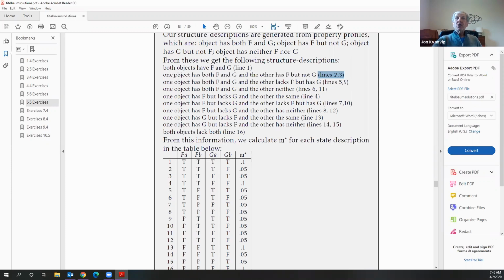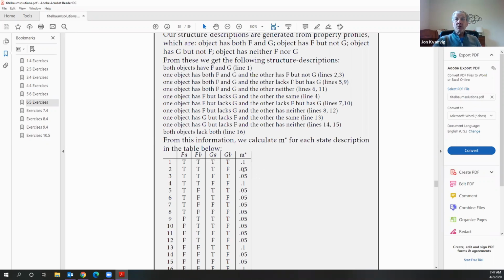What we do then is we apply the principle of indifference to the structure descriptions. Since there are 10 of them, each structure description has a probability of 0.1. And then when there's more than one way of realizing a structure description, we just split the probability between the various ways in which it occurs. Now, the most there are in this case is 2 ways for a structure description to be realized. So if there's only one way, as in line 1, the M star measure assigns 0.1 to it.